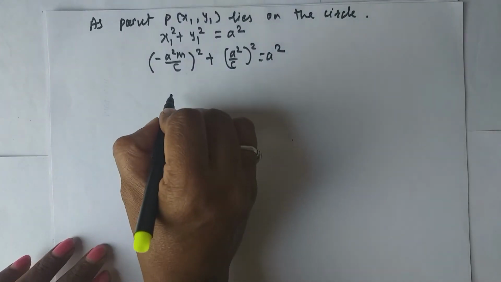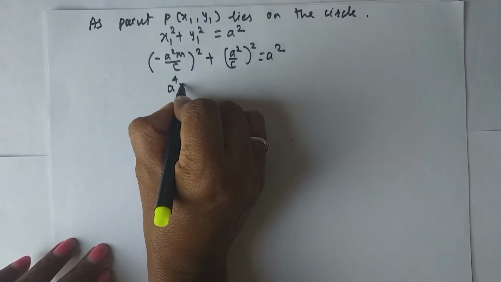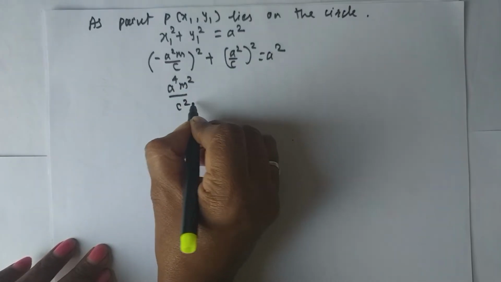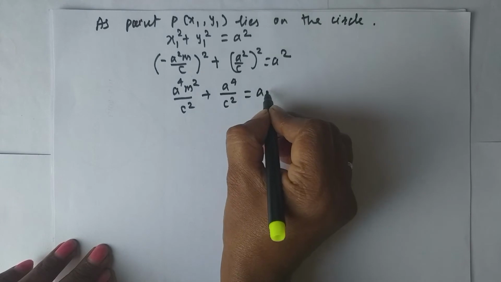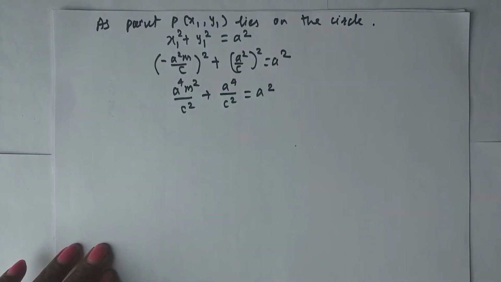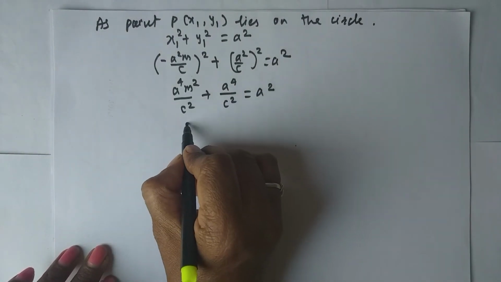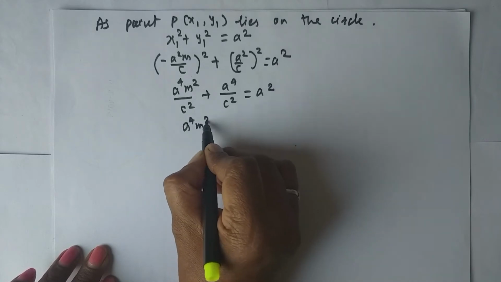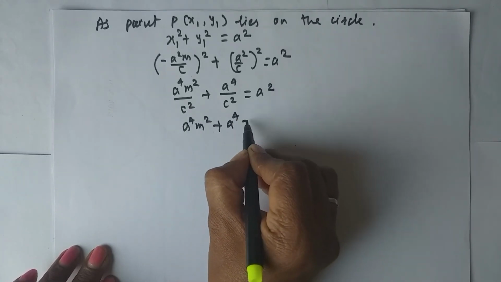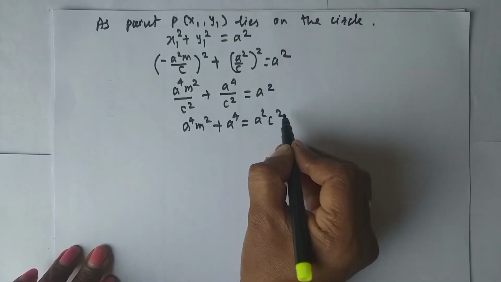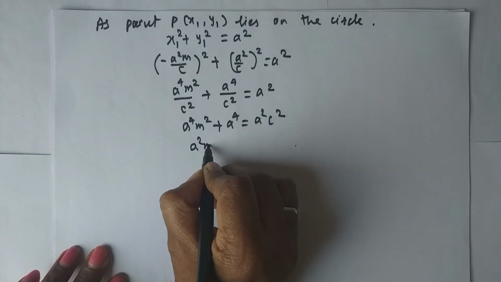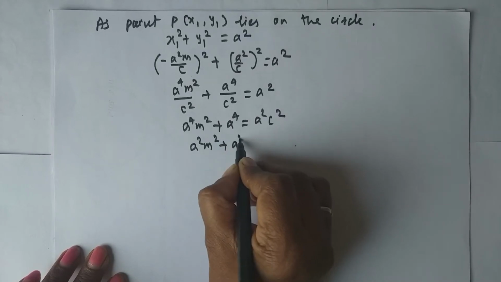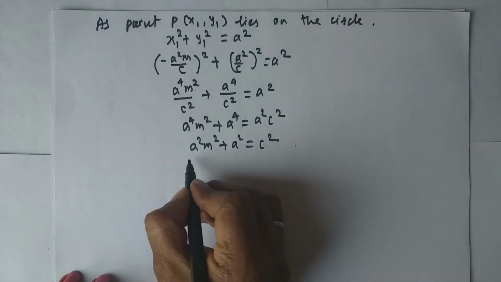Now we will simplify this. This will be a raised to 4 m square divided by c square plus a raised to 4 divided by c square is equal to a square. Then after simplifying, I will get a raised to 4 m square plus a raised to 4 is equal to a square c square. Now divide throughout this equation by a square. I will get a square m square plus a square is equal to c square.